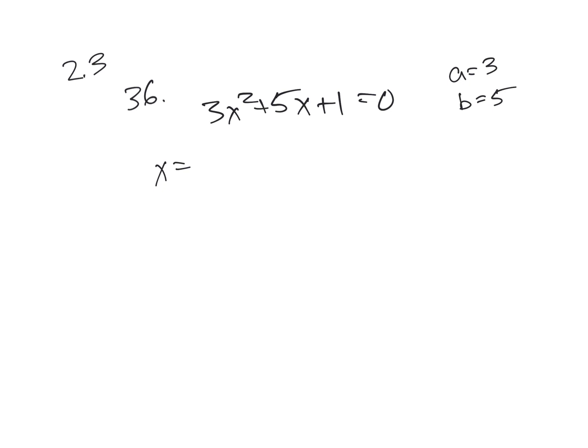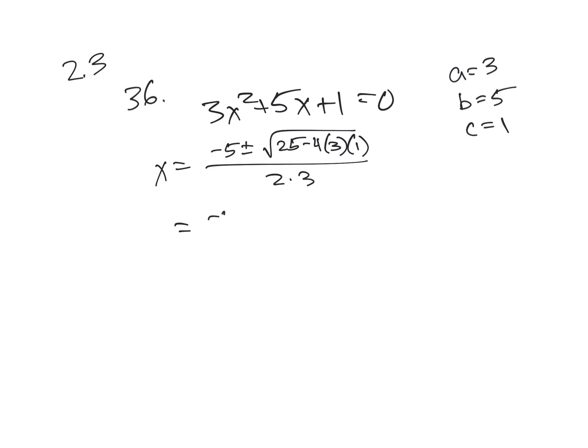All right, 2.3, quadratic formula. You have to solve using the quadratic formula. This is number 36: 3x squared plus 5x plus 1 equals 0. Begin. x equals, so you have A equals 3, B equals 5, and C equals 1. These are all positive. So negative B plus or minus the square root of B squared minus 4 times A times C, all over 2 times A. So negative 5 plus or minus the square root of 25 minus 4 times 3 times 1, which is 12. 25 minus 12 is 13.